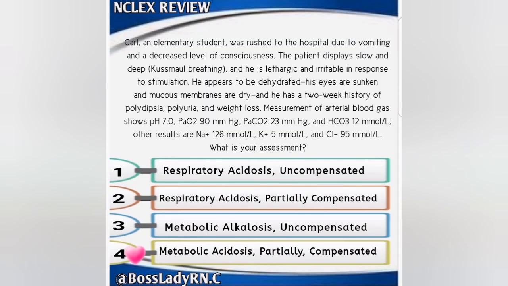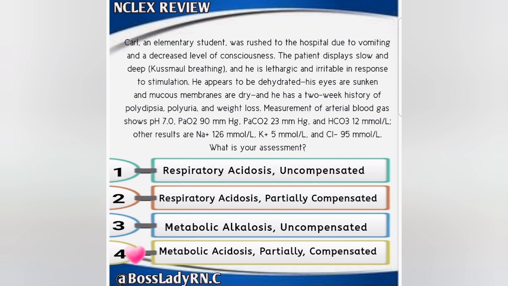The correct answer is option 4. Remember our mnemonic, ROME. Respiratory, opposite. Metabolic, equal. We first look at the pH given to know if it's low or high. pH is 7.0, which is below normal range, and a low pH puts our patient in a state of acidosis.